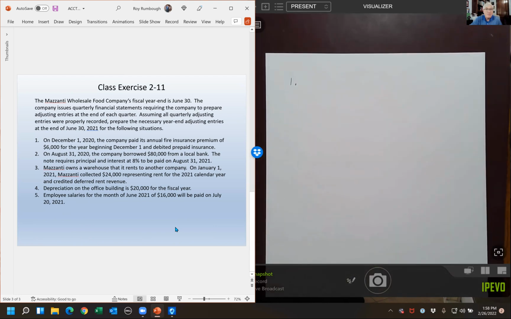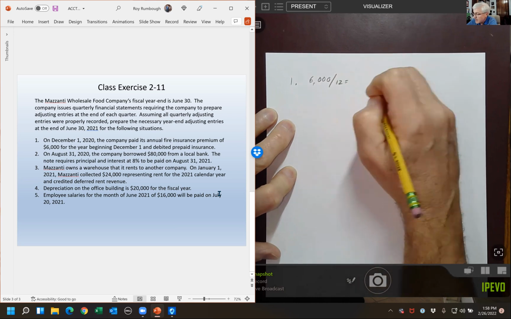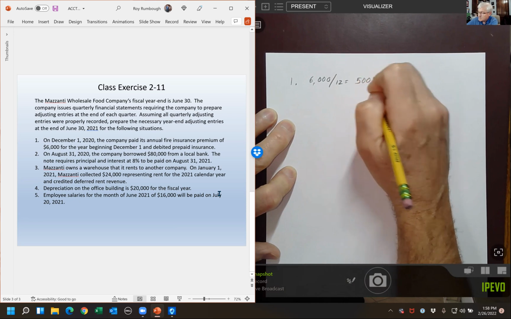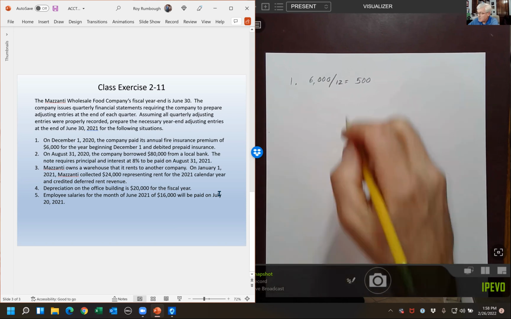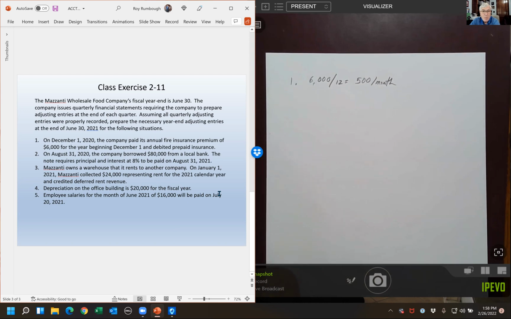And so let's go through the problem here. So on December 1st, 2020, last year we paid $6,000 for annual, 1 year. So let's just do our process. 6,000 divided by 12 equals 500, right? $500 per month. And so we've got to record insurance expense at $500 a month.